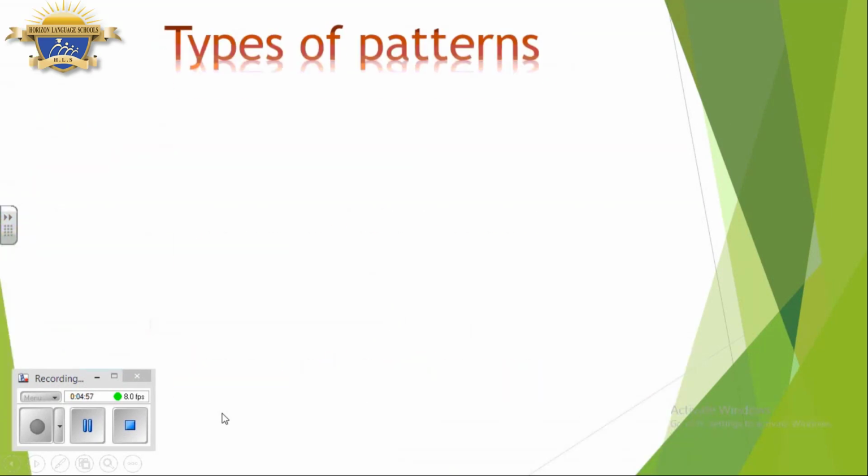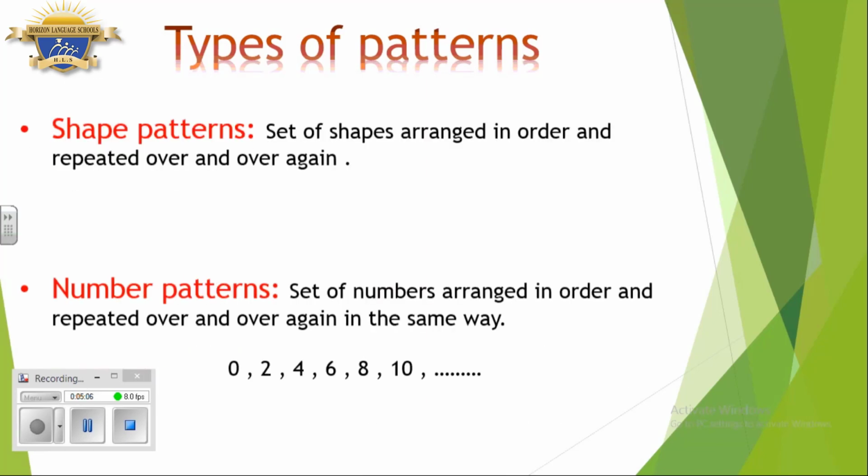Now we have to know the types of patterns. We have two types of pattern. The first one is shape patterns. Shape patterns are sets of shapes arranged in order and repeated over and over again.